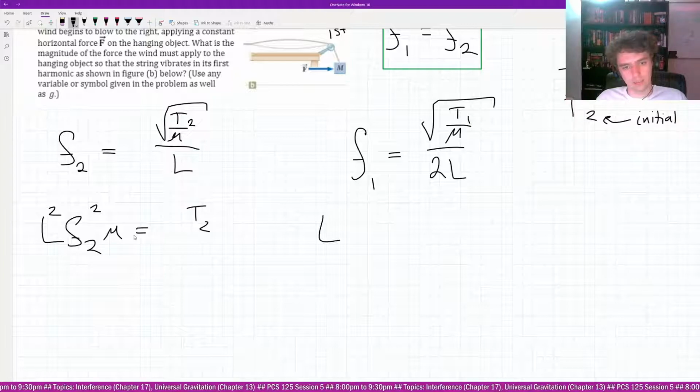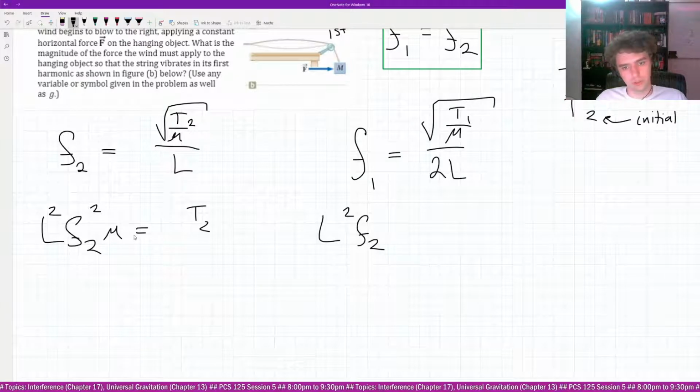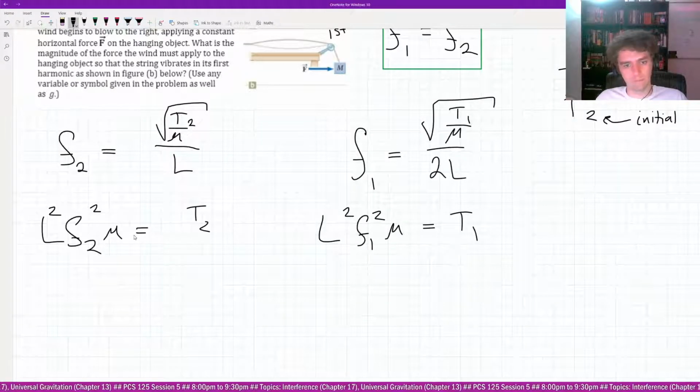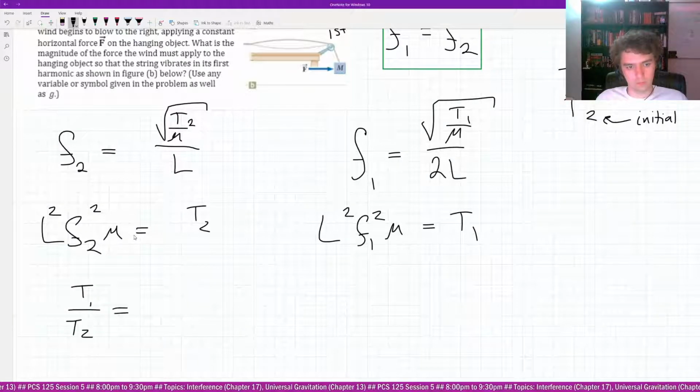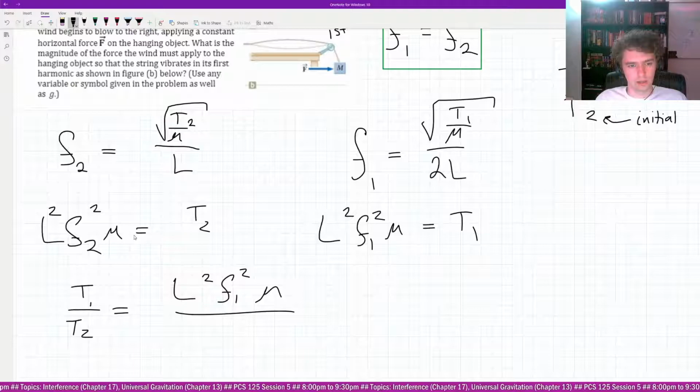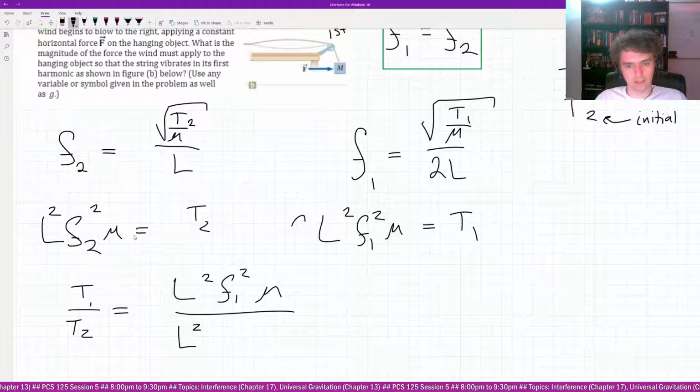And then this is going to be L squared F2 F1 mu squared as well equals T1. So T1 over T2 is going to be L squared F1 squared mu over L squared. Things would cancel out now, right? There's supposed to be a 2 here, there's supposed to be a 2 there.